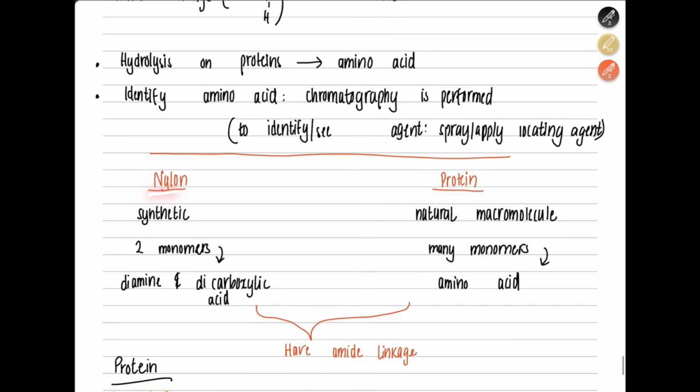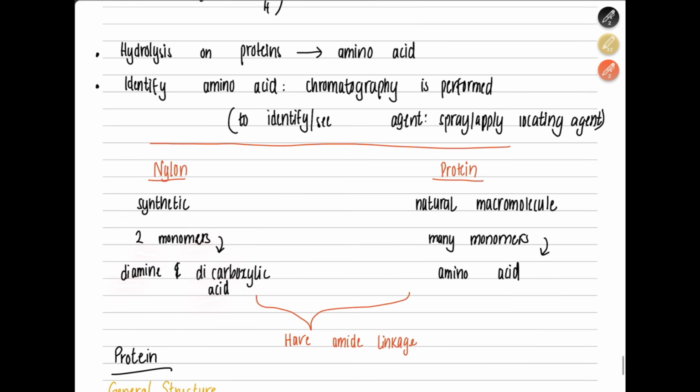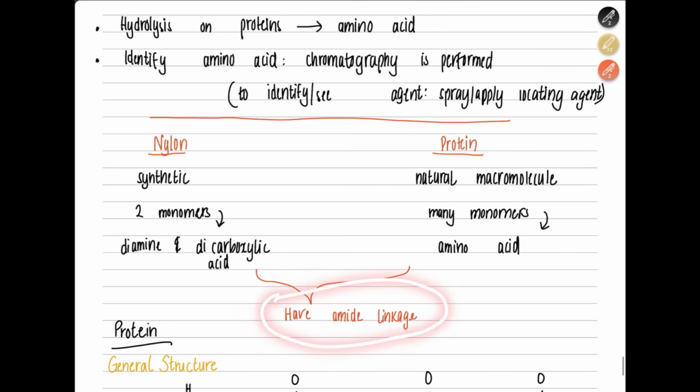What's the difference between nylon and protein? Nylon is synthetic, while protein is a naturally occurring macromolecule. It has many monomers. There are so many different kinds of amino acid. There are actually 20 different kinds of amino acid, and they have different combinations. Whereas nylon has only 2 monomers, diamine and dicarboxylic acid. But both of them have the amide linkage.